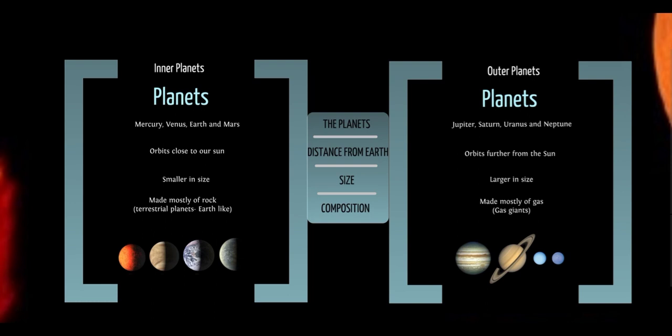In composition, inner planets are made mostly of rock, so they are called terrestrial planets, just like Earth. While outer planets are made mostly of gas, so they are called gas giants. Another term for the outer planets is Jovian planets. So these are the differences between the two: the distance from Earth, size, and composition.